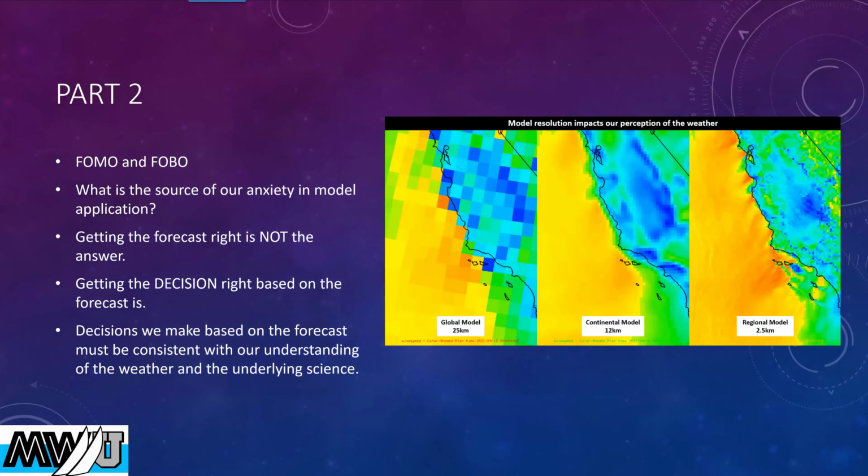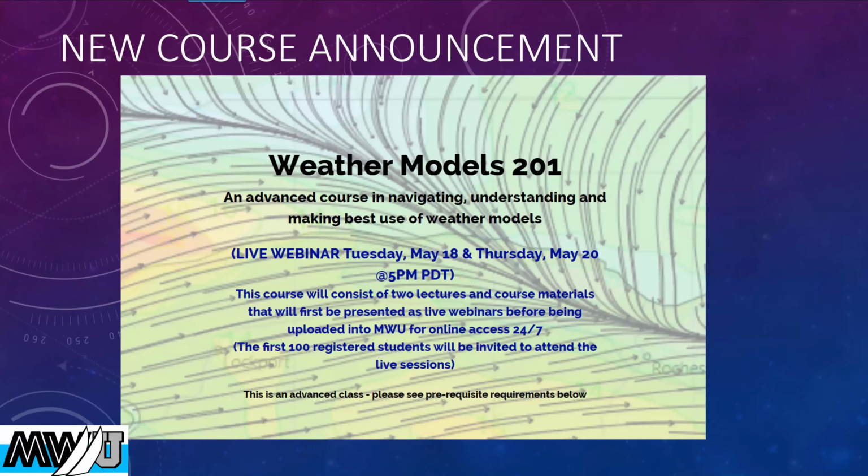And then part two, again, we're going to really attack this fear of missing out and the fear of a better option, how to deal with the anxiety of model application. And at the end of the day, my basic philosophy is that it's not so much that you get the forecast right. That's not necessarily the answer to this problem. Getting the decision right, the decision you make as a result of the forecast, that is what we're all trying to work toward. And so we're going to talk about how to make good decisions, understanding where the limitations are, not only in the modeling, but also in some of the tools that you use. So that's what we're hoping to address here in this course.